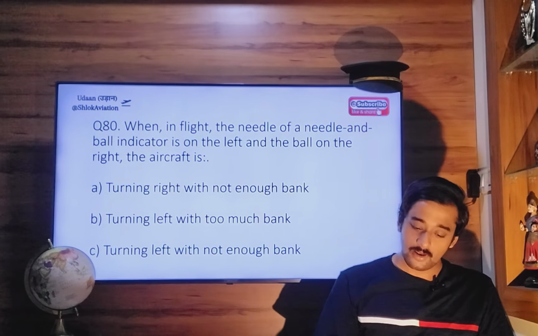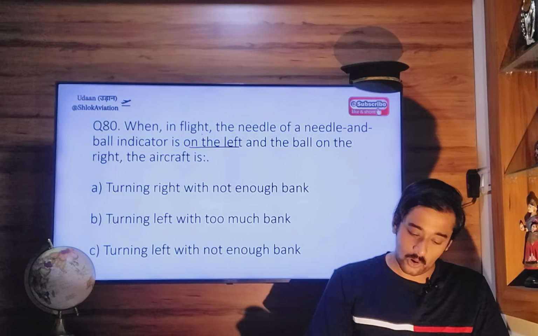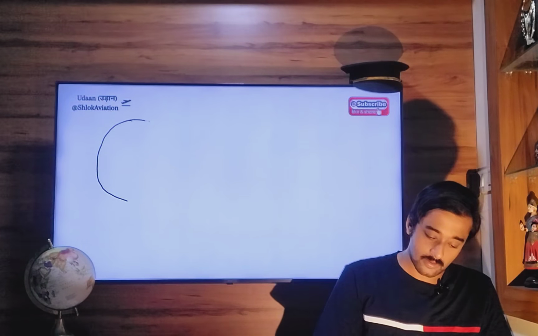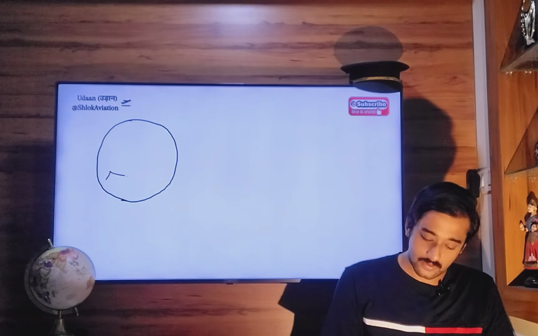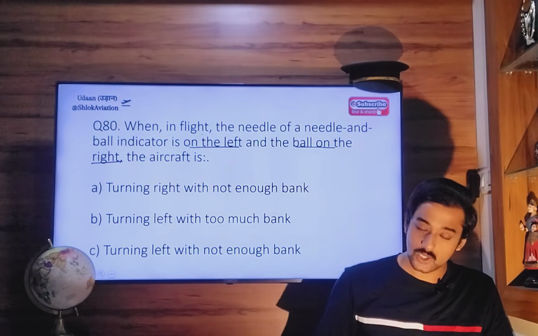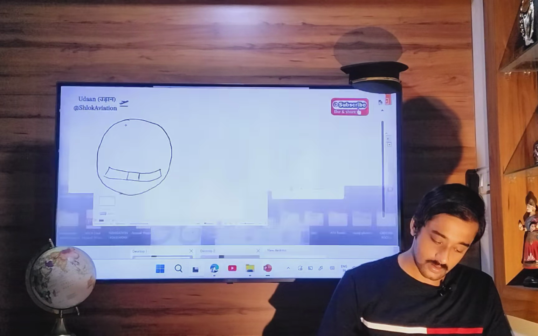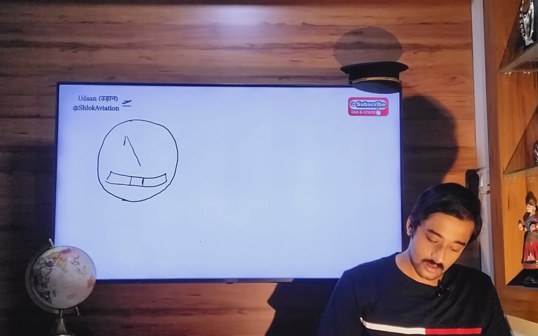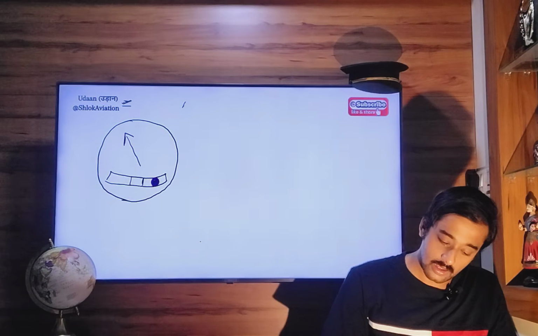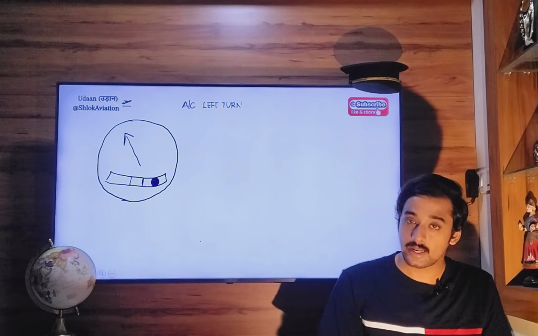Last question. When in flight, the needle and turn indicator, a ball indicator, the needle is on the left and the ball is on the right. So let's say this is your turn and slip indicator. This is your inclinometer. It's given here that the needle is on the left and the ball is on the right. So when the needle is on the left, that means the aircraft is making a left hand turn.